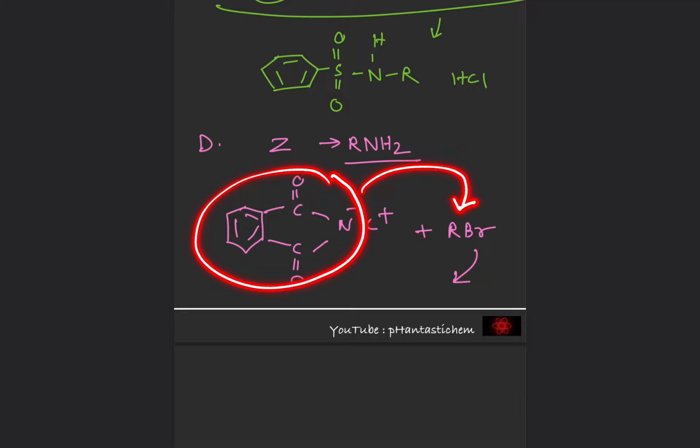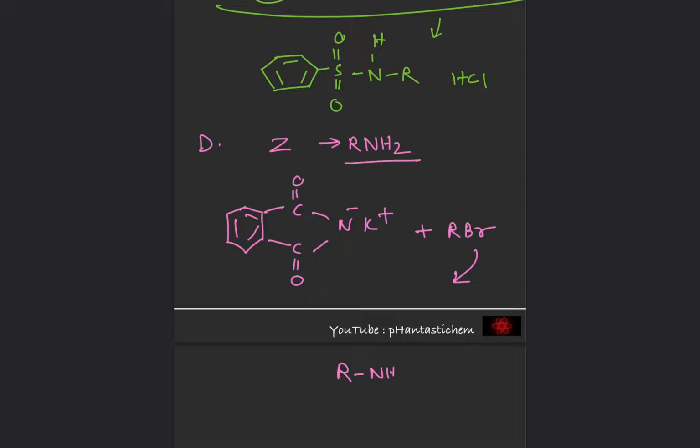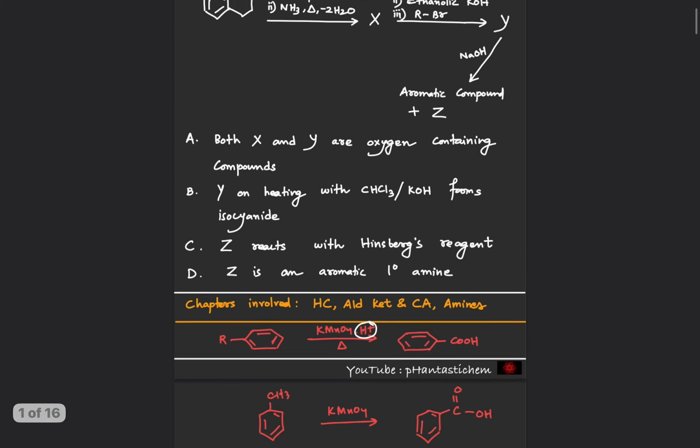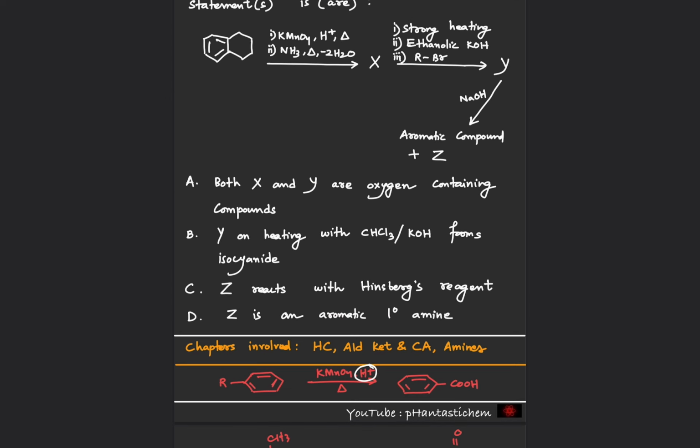So therefore, due to that, R cannot be aromatic. It cannot be an aryl group. And also R cannot be a secondary or a tertiary group, because too much crowding is not good for us. Okay, so therefore R has to be 1 degree and also non-aromatic. So the resulting RNH2 will be a primary amine which is non-aromatic, right? So statement D is incorrect. So therefore A, B, C are the correct answers. Okay, thank you.